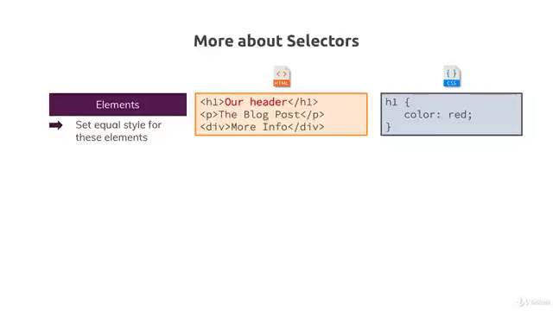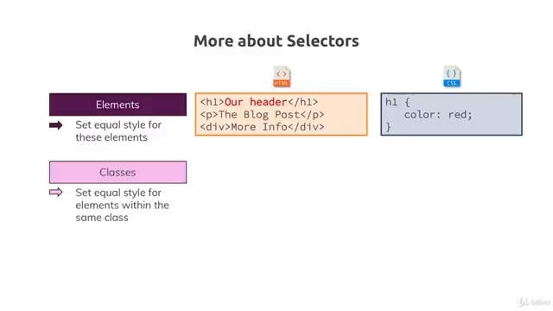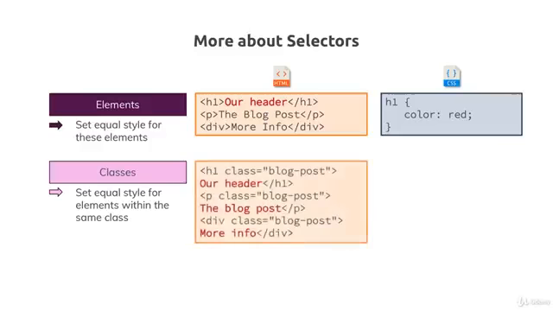For example, we also have class selectors. Classes are something you might have never heard before because they are a concept strongly connected to CSS. With classes, we can define a style which we then apply to all elements that have the same class. And a class is added to an element in HTML by adding the class attribute, as you can see here. In this snippet, all the elements actually have the blog post class. Now, the blog post class is not something which is predefined by the browser.